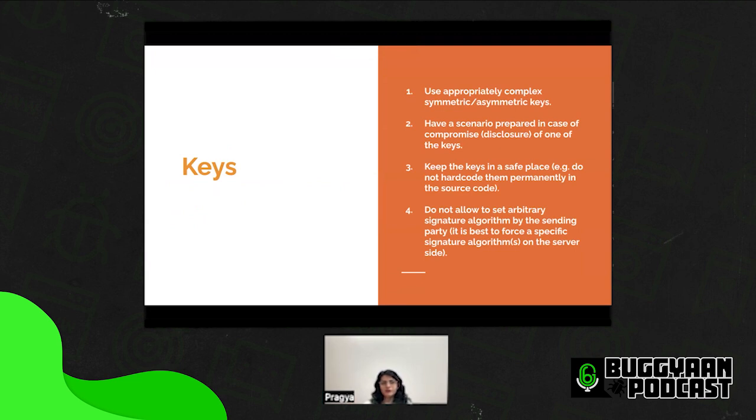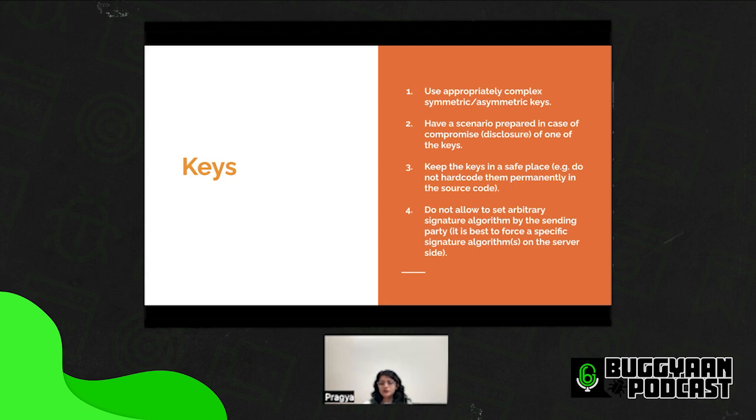So if you are using keys, just make sure that they're complex enough. They don't have low entropy. You're using high entropy keys for both symmetric and asymmetric, so they are not susceptible to any kind of brute force attacks. Then it's also good practice to have a scenario prepared in case any of your keys are compromised. Then keep the keys in a safe place. Do not try to hard code them in the source code.